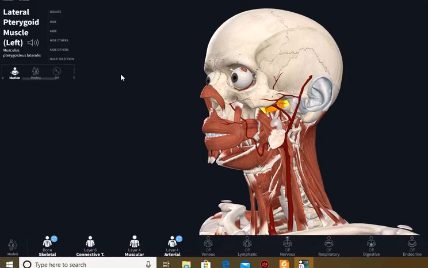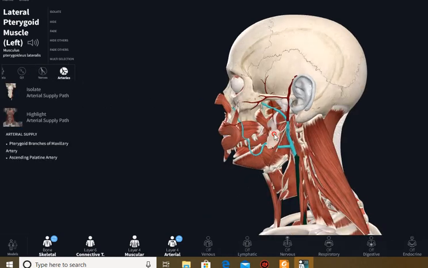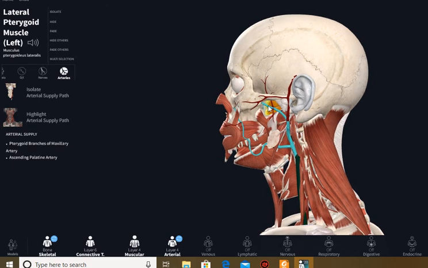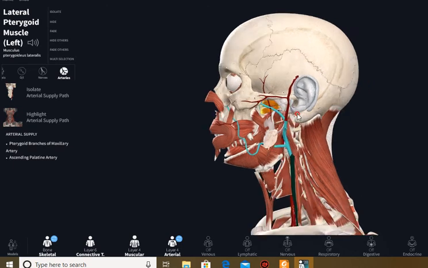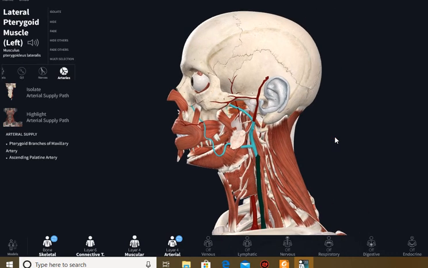So now the next muscle to verify, we can verify the nervous supply. We see the nervous supply is from the mandibular nerve. For the arterial supply, we see that these are the arteries involved here, the facial artery and this other artery which comes here. This artery here is the maxillary artery. These are the two main arteries involved in the supply of the lateral pterygoid muscle.